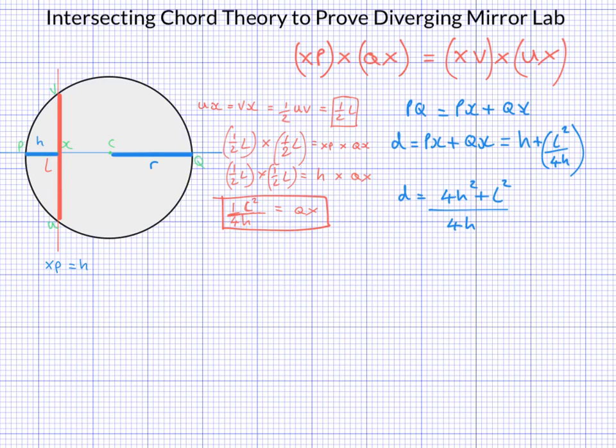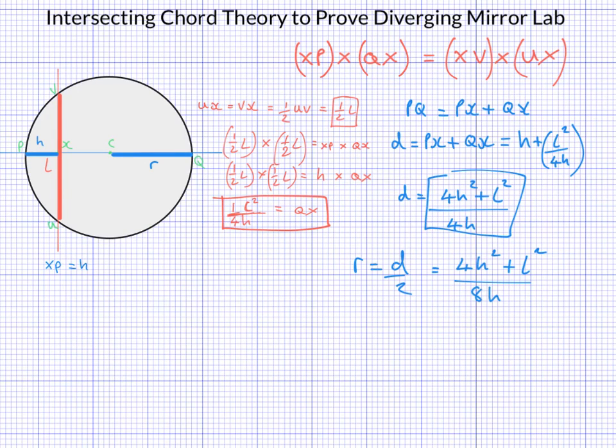And that's going to give us our diameter, which means we can go ahead and solve for the radius, because of course the radius is going to be d divided by 2. So it's this statement here divided by 2. So I can restate it as (4h² + L²) over 8h.